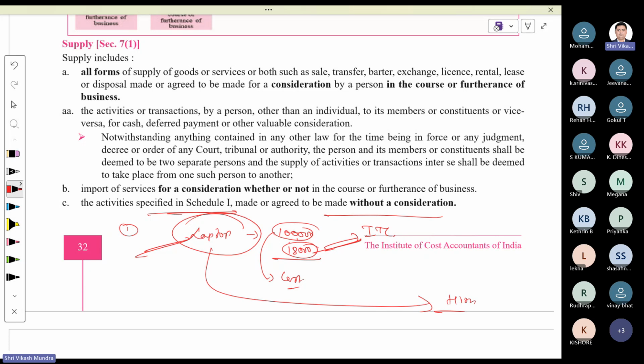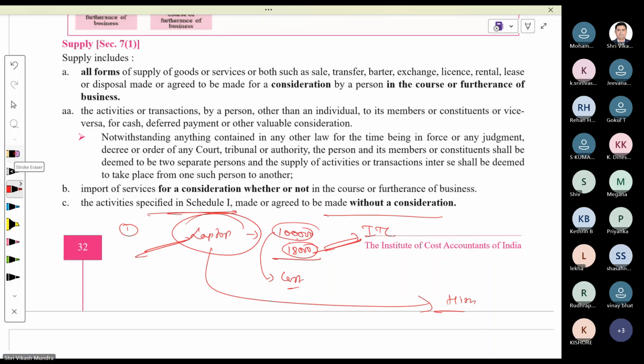Do you think the intended use for business is killed? The machine was bought for my business, hence I am eligible for ITC. But when I dispose of, I permanently transfer this machine to my kid or someone else, even though there is no consideration, it will be considered as supply. Even though there is no consideration, still it will be considered as supply and liable for GST.